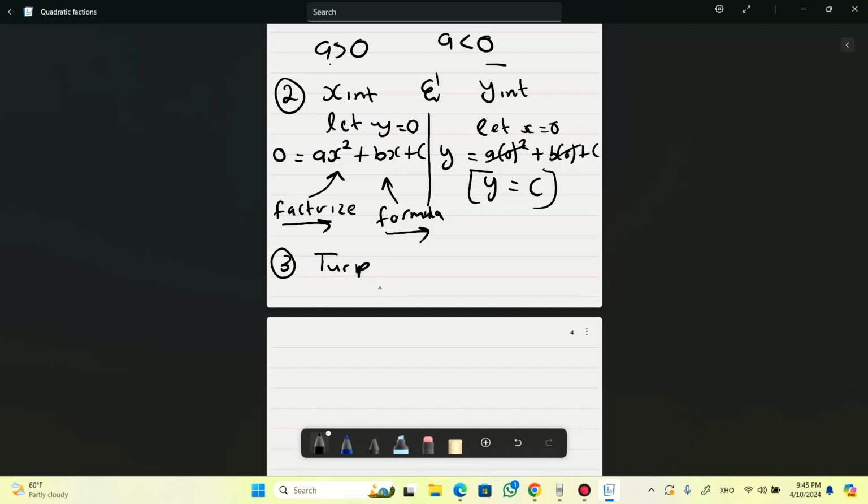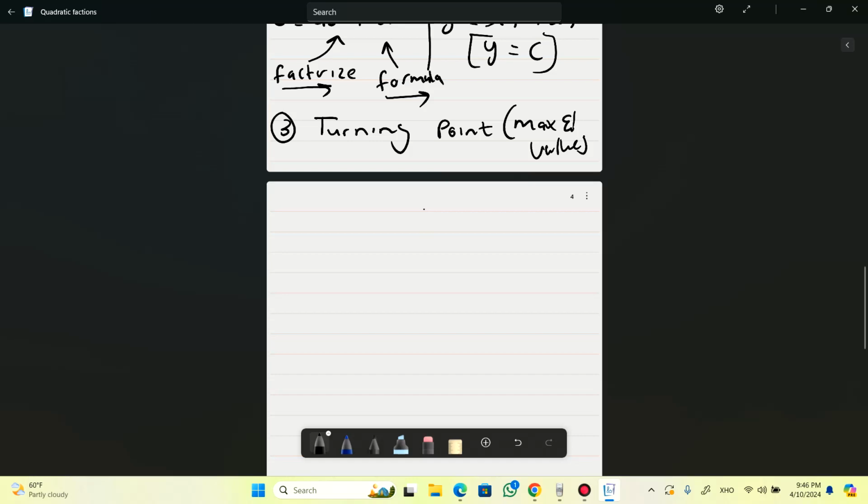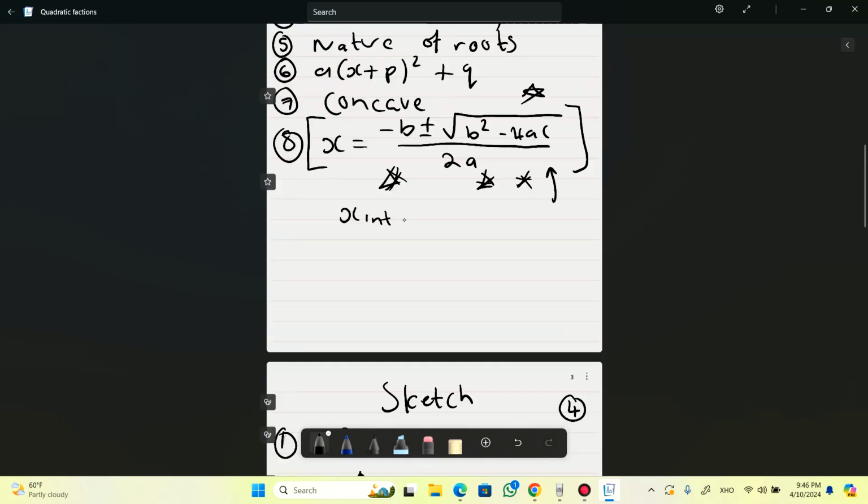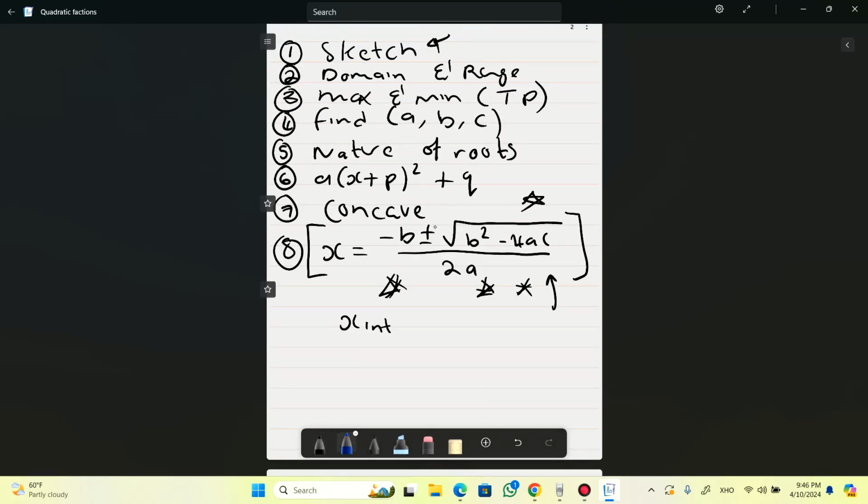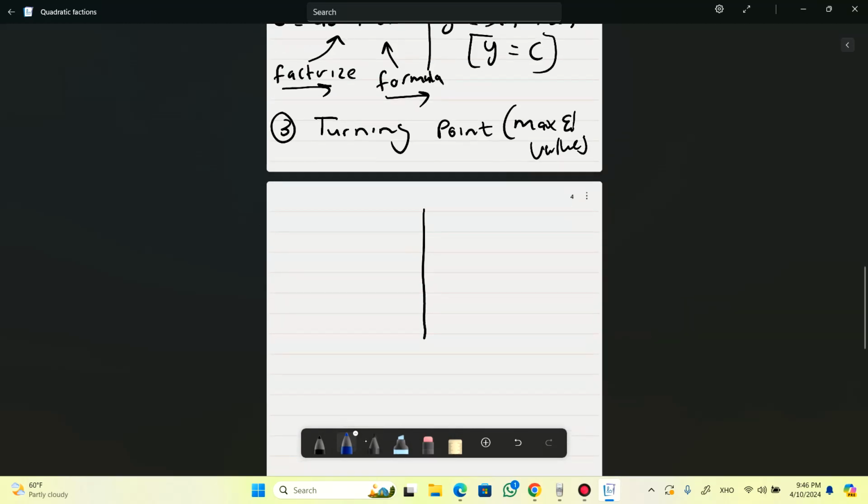The turning point, also known as your maximum and your minimum values, right? So the turning point, to find the turning point, you can use two equations. You can choose from 2 equations. So the first one comes from this equation here. We're gonna take this part here, right? You're gonna take that part there, and then you're gonna say, well, my x in that case will be negative b over 2a.